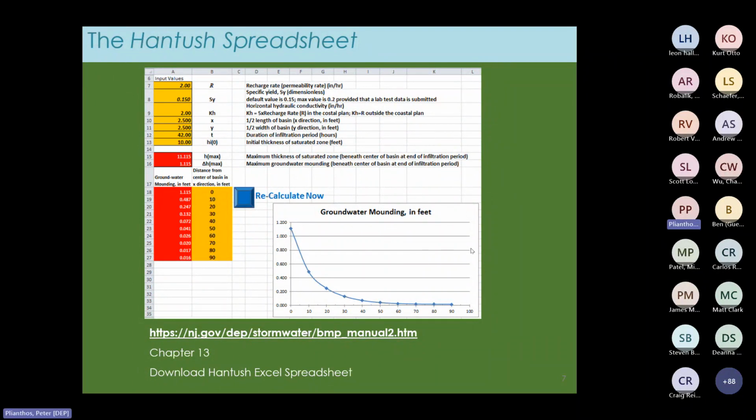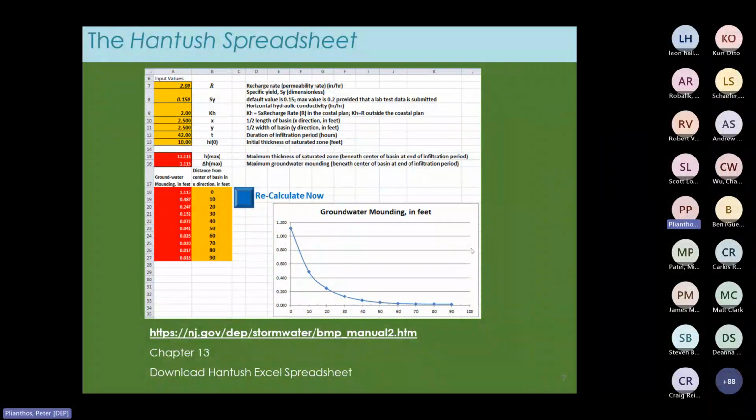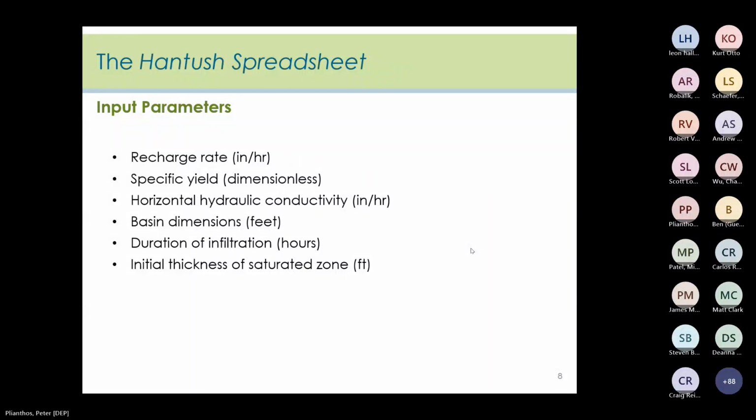All the calculation algorithms are the same, but the units and the notes on the use of the inputs are modified to be consistent with other chapters of the BMP manual. Chapter 13 and this spreadsheet are available at the link shown on this slide. To get more familiar with the Hantush spreadsheet, let's define the parameters listed here and establish the assumptions for their use in the spreadsheet.